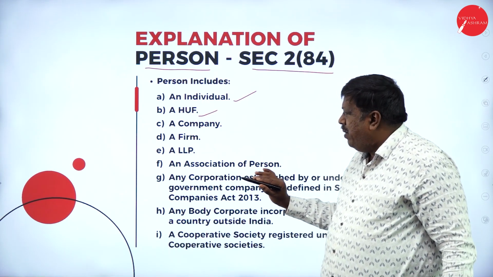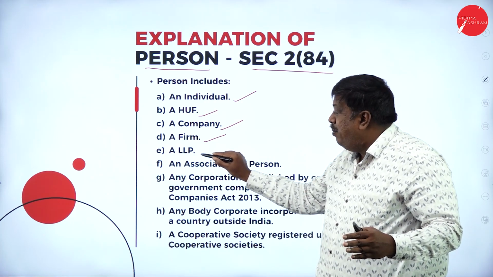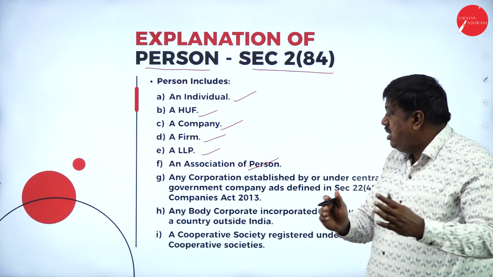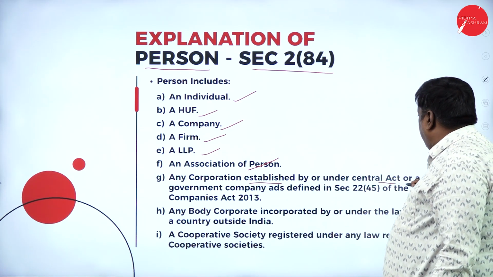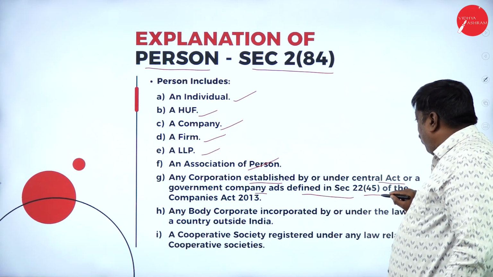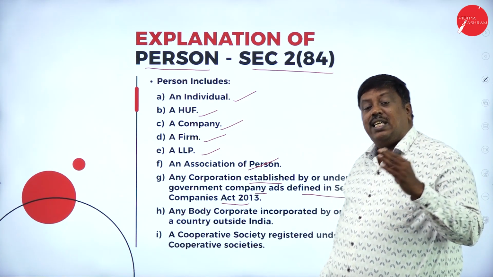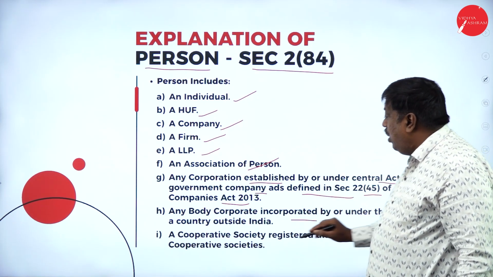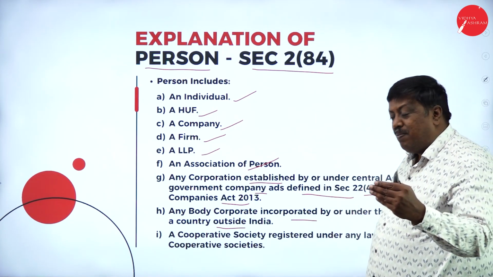Hindu undivided family, company, any joint stock company, partnership firm, limited liability partnership, association of persons, that is a group of persons, any corporation established by or under a Central Act or a government company as defined in Section 2, Subclause 45 of the Companies Act 2013, any corporation which is established, a body corporate incorporated by or under the law of a country outside India. So that is also called a person.